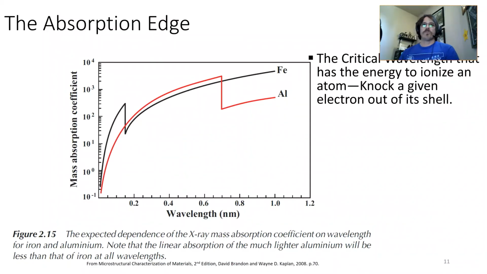All right, so we've worked out a problem with mass absorption coefficient, and now we're going to talk about the absorption edge. The absorption edge is another material property, and it's dependent on the radiation hitting it. If I read my own slides, it's the critical wavelength that has the energy to ionize an atom, or basically knock a given electron out of its shell.